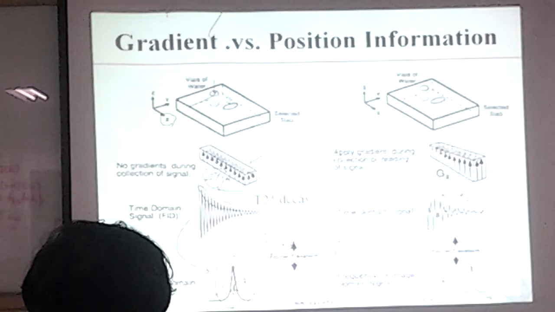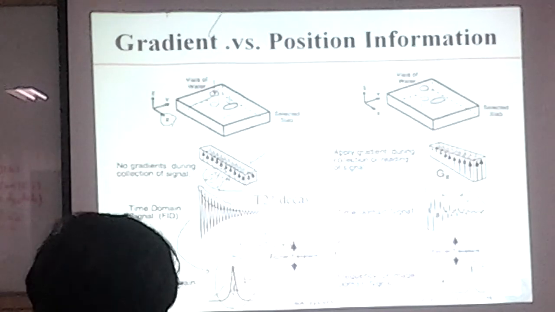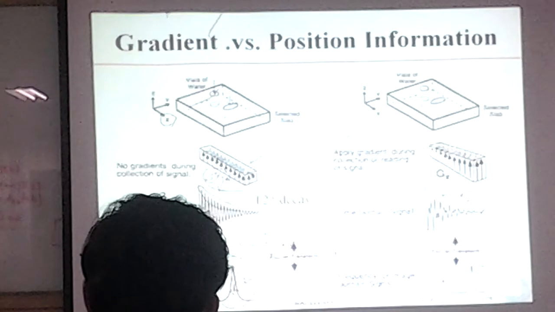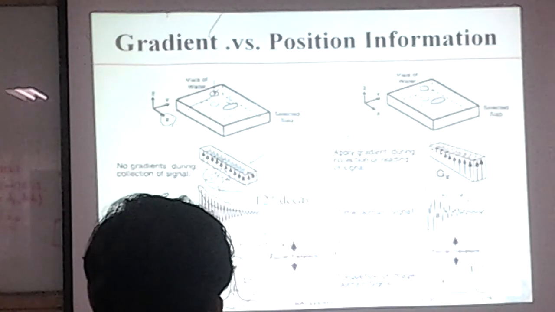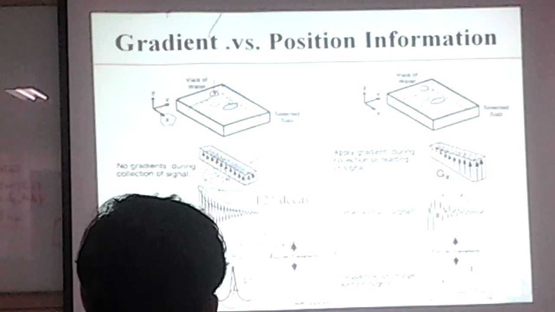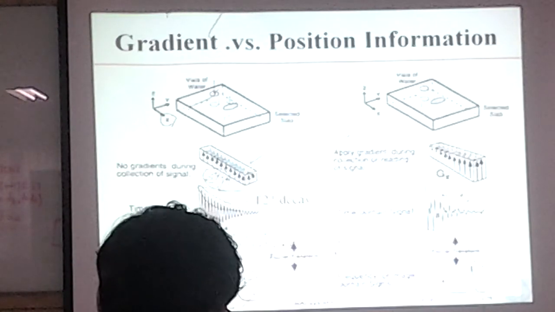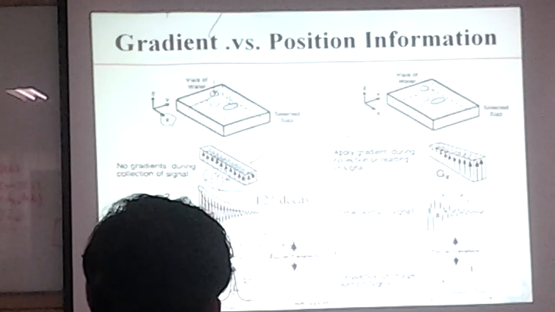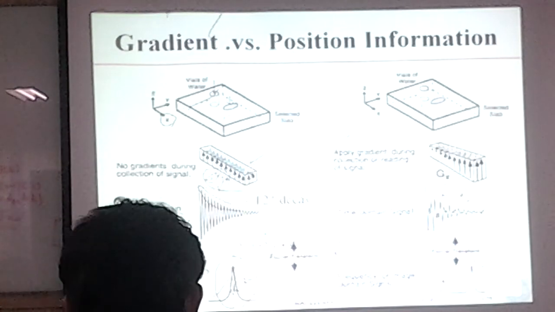So each frequency can be considered as a different position of these two water patterns. This peak comes from the small water pattern, and this peak comes from the large water pattern. So from this spectrum, the peak position corresponds to the position localization of the patterns. Okay?